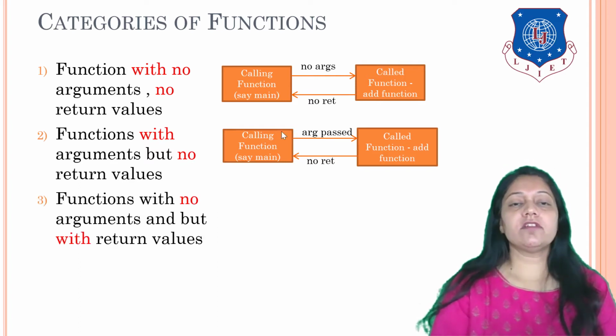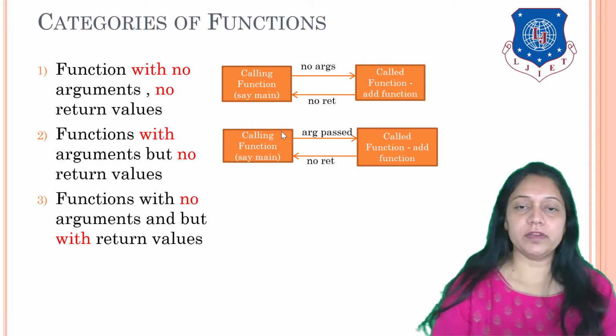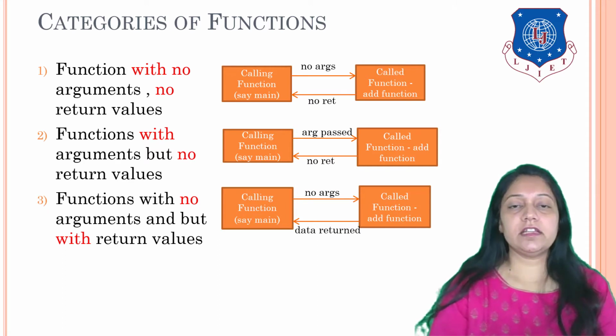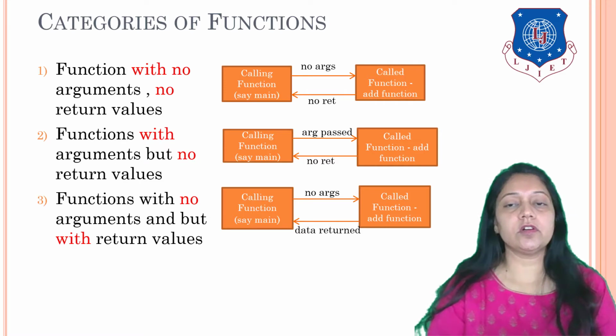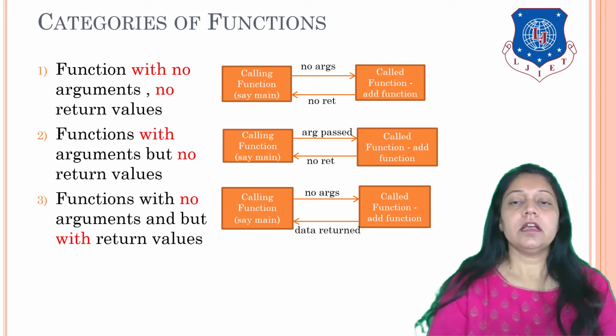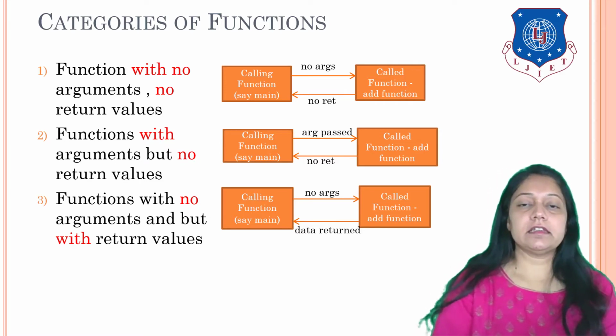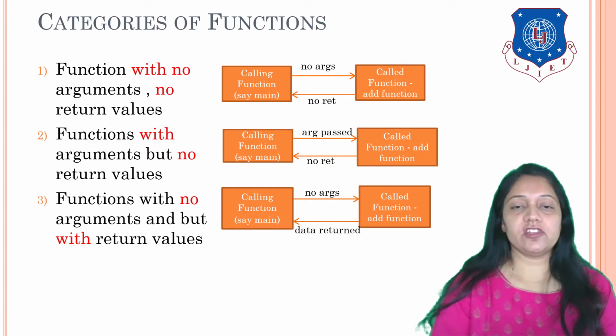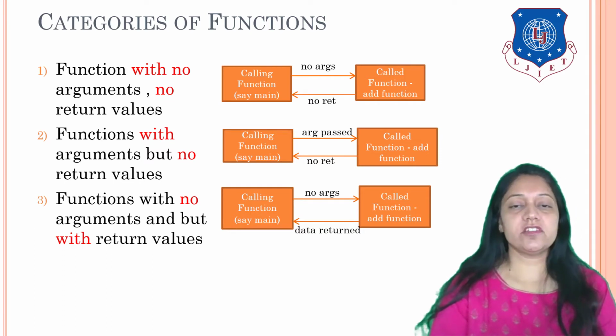The third one is the function with no arguments but with return values. It means return is present but arguments are not present. How will you understand this with the diagram? The calling function is not passing any arguments to the called function, but the called function does return some value to the main function. So the main function can work on this return value for some particular processing work.